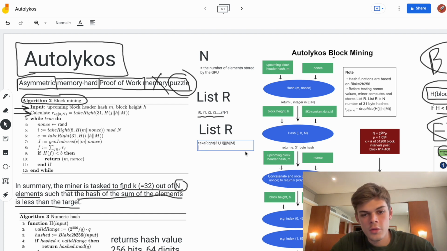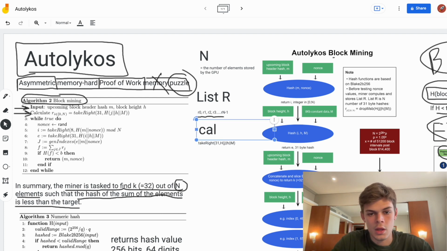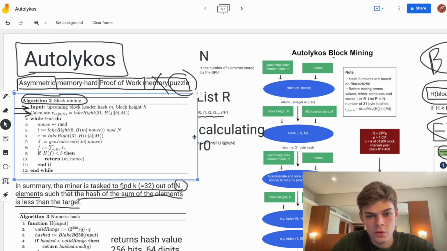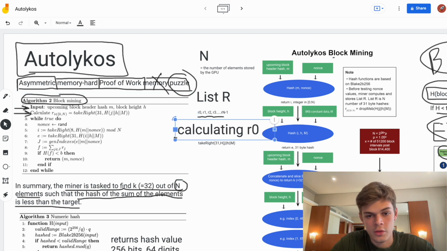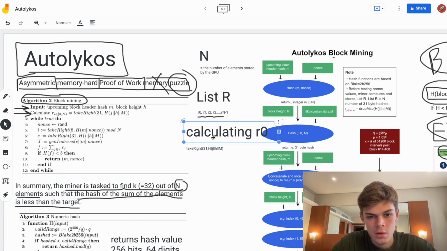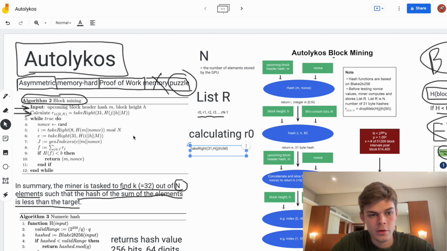Cool. So this might be like, what is going on? You might be very confused. And let's just say we're calculating the first element of list R, which is R0. Bring this down a bit. So we're calculating R0. How's that calculated? So we can see here R, and we're calculating R0. I mean, that should be quite clear. So we're doing this function here.